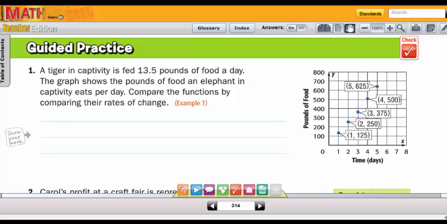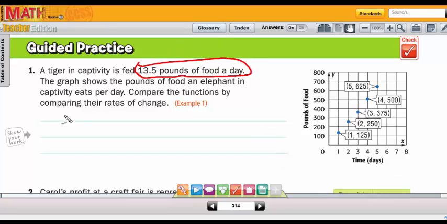Here are your solutions to guided practice for section 4-5. A tiger in captivity is fed 3.5 pounds of food per day. The graph shows the pounds of food an elephant in captivity eats per day. Compare the functions by comparing their rates of change.